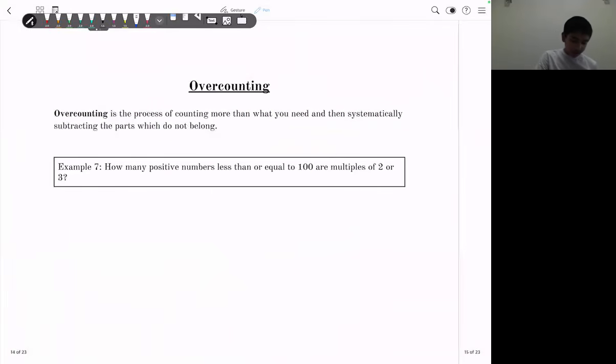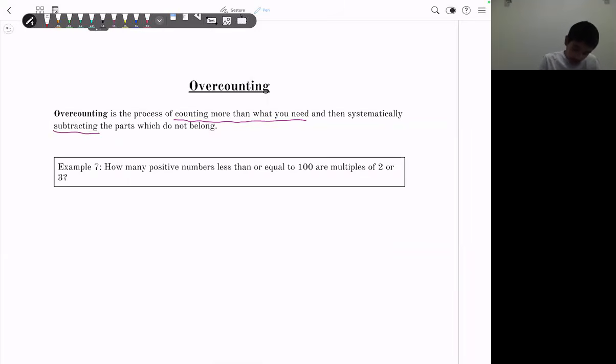Okay, so now we're going to learn a new concept called overcounting. Overcounting is a process of counting more than what you need and then systematically subtracting the parts which do not belong. So we count more than what we need, and then subtract the parts that don't belong. Let's take a look at this problem to demonstrate what we actually mean.